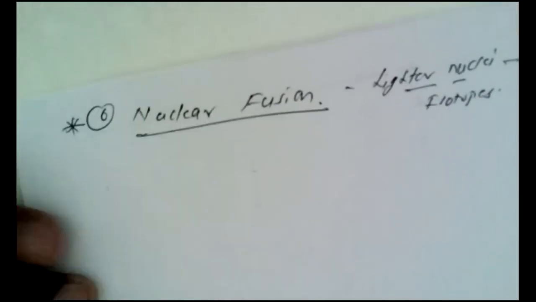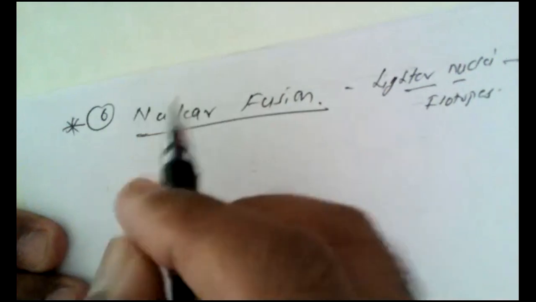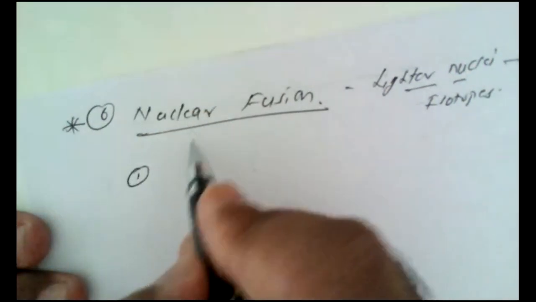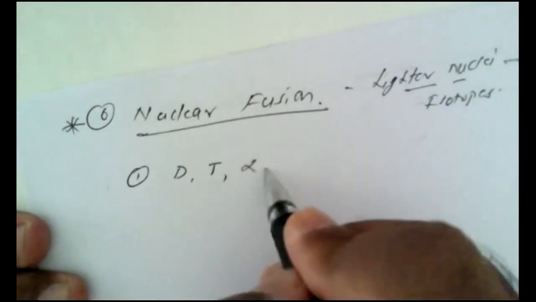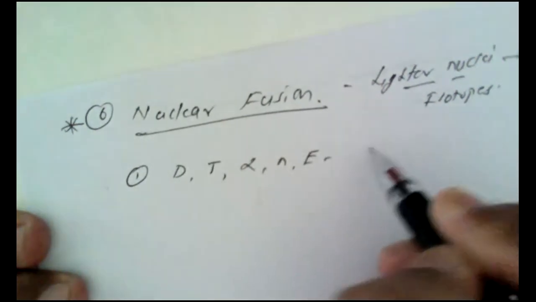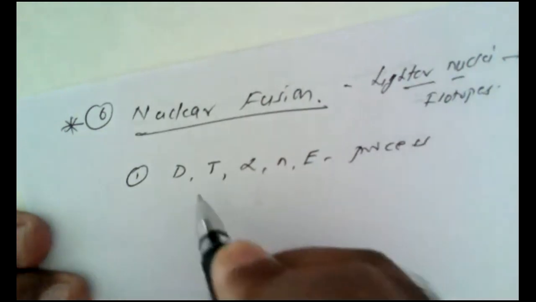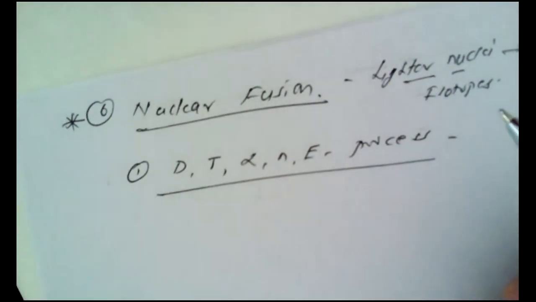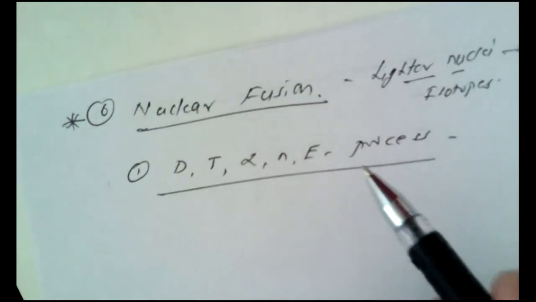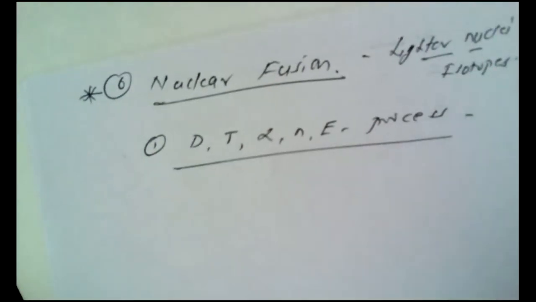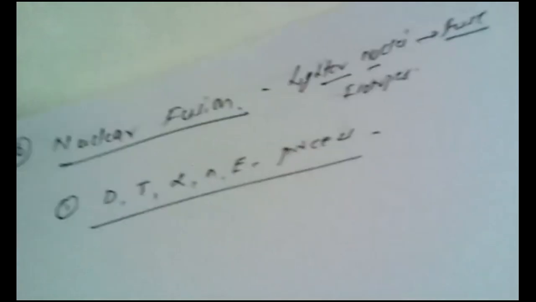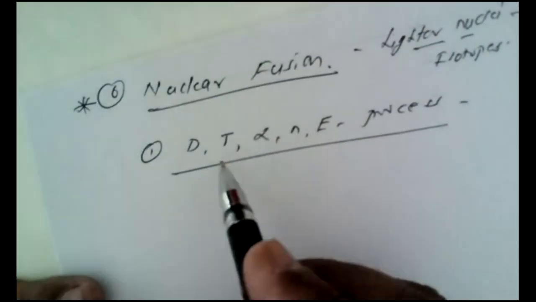For example, how can we give the example? The first reaction is known as the D-T alpha-N process. Purposefully, I am using the notations first, because so as to make you perfect in nuclear chemistry, I would like to give you the notation first and then arrive at the reaction.